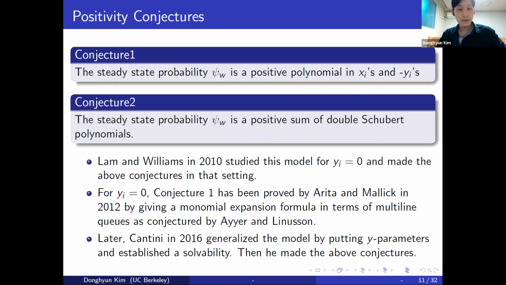Okay, any questions? So now I'll explain the combinatorial objects, multiline Q, that gives an answer for conjecture 1 in the case of y equals 0.